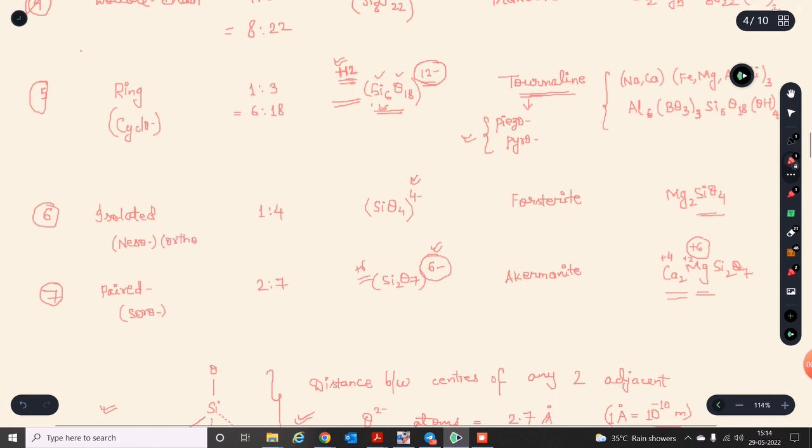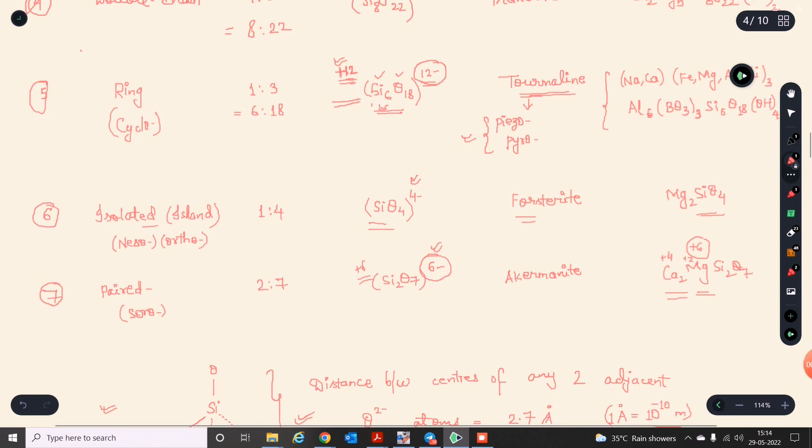So that you don't get confused if any other name occurs in the exam: these are isolated, also known as independent, single island silicates, also known as island silicates. These are some of the names for this, because it is characterized by a single SiO4 tetrahedron. As I mentioned, the examples are here.